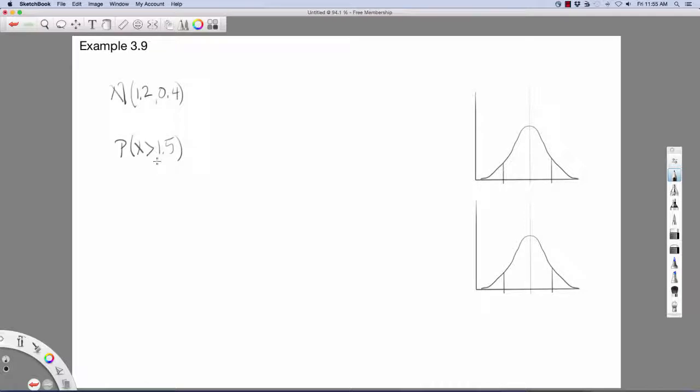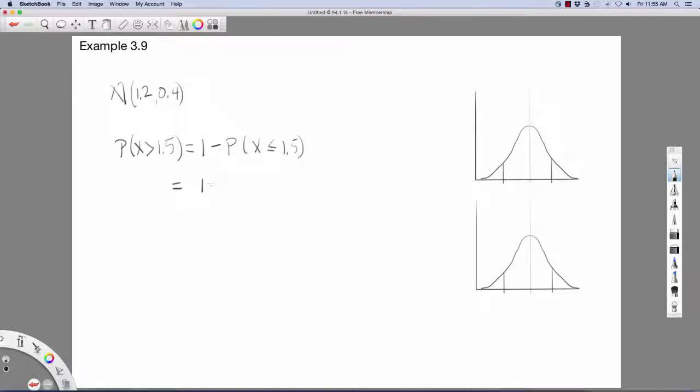But we don't like to use greater than. We want to switch that around to the inequality being less than or equal to. So the probability that x is greater than 1.5 is the same thing as 1 minus the probability that x is less than or equal to 1.5. This is a normal variable, but we want to use the tables in the book, so we need to transform x into s.